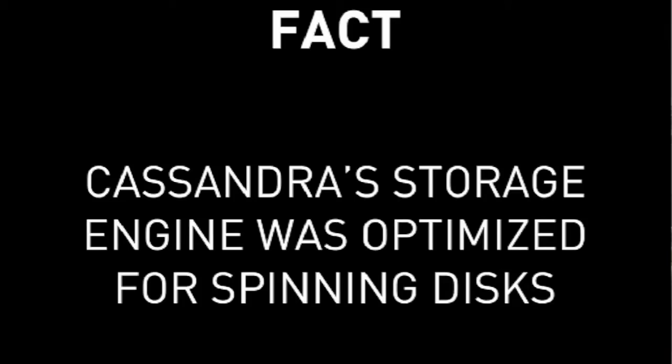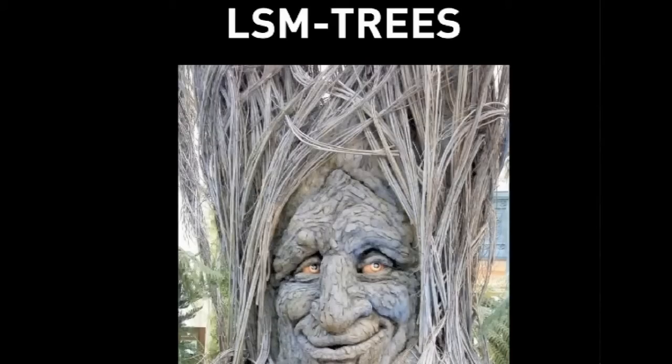So it is kind of a fact that Cassandra's storage engine was optimized for spinning disks. This system is called LSM trees, for log structured merge trees. I'm going to talk a little bit about the write path. I'm not going to talk about everything, because these are kind of complex. I'm just going to talk about the write path to illustrate some reasons why Cassandra and SSDs are such a good match.